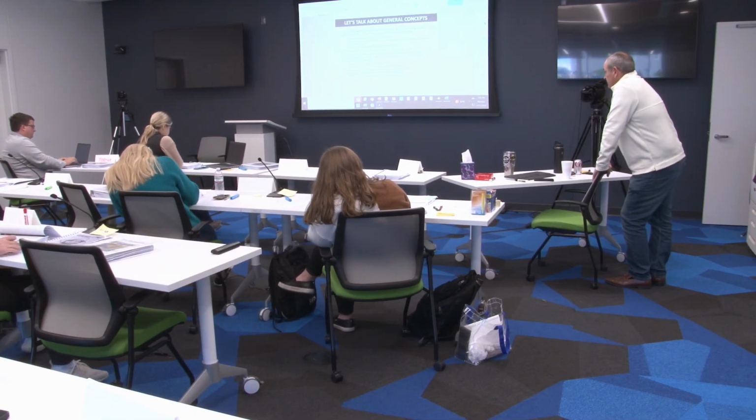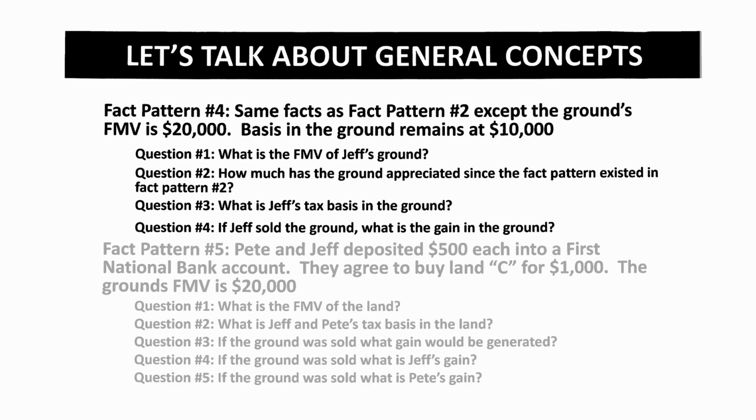Sam, what's this page say? Same facts as fact pattern number 2, except the ground's fair market value is 20 grand. Basis in the ground remains at 10K. What's the fair market value? Just ground, 20K. How much has the ground appreciated since fact pattern number 2? 10K. What's Jeff's tax basis in the ground? 10K. If Jeff sold the ground, what's the gain in the ground? 10K.